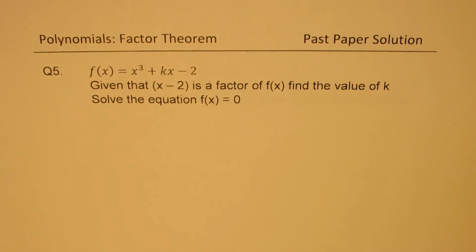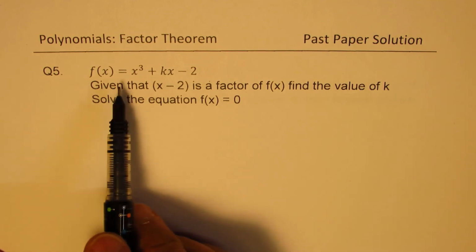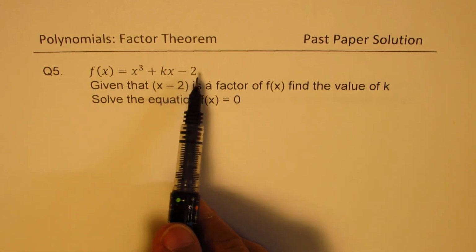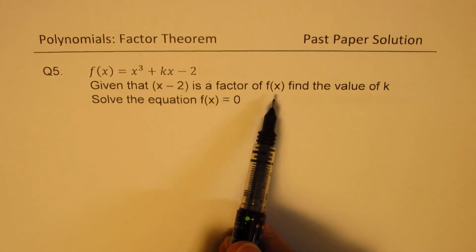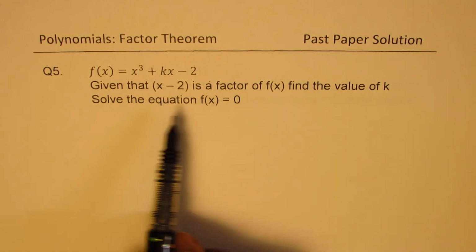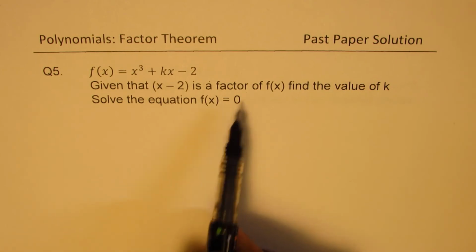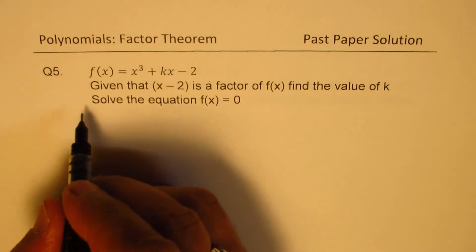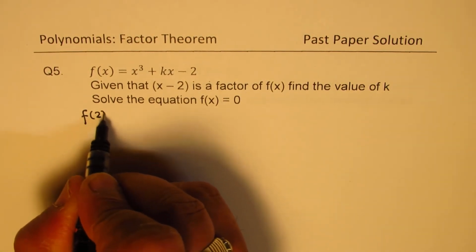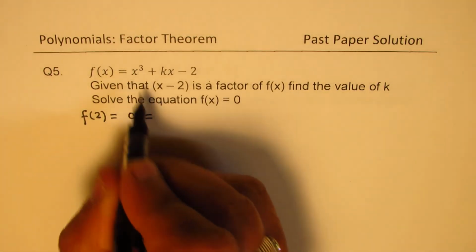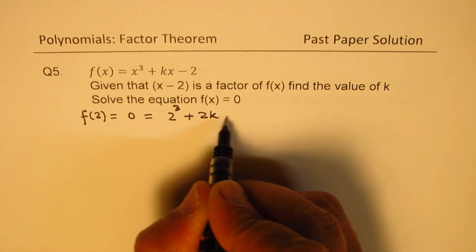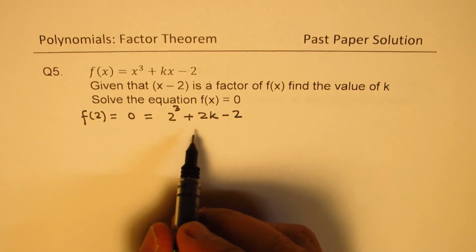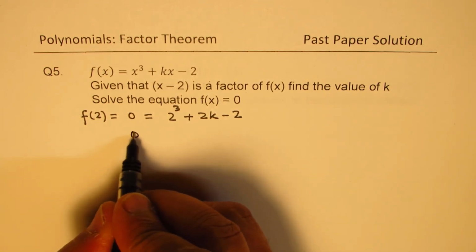Now, question number 5 here is, f of x is equal to x cubed plus kx minus 2. Given that x minus 2 is a factor of f of x, find the value of k, solve for f of x equals 0. So this is a factor, that means f of 2 should be equal to 0. So when I substitute 2 here, we get 2 cubed plus 2k minus 2, right? Equating to 0.